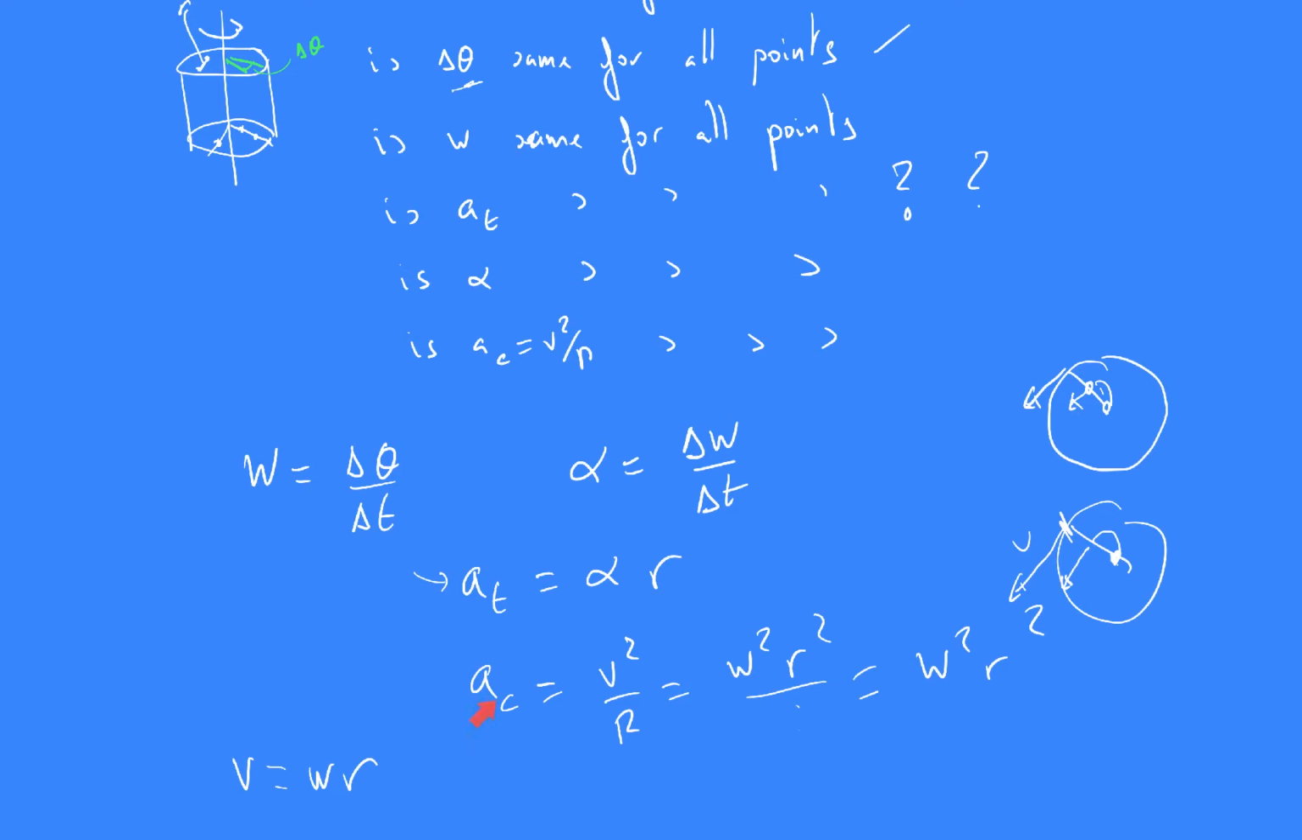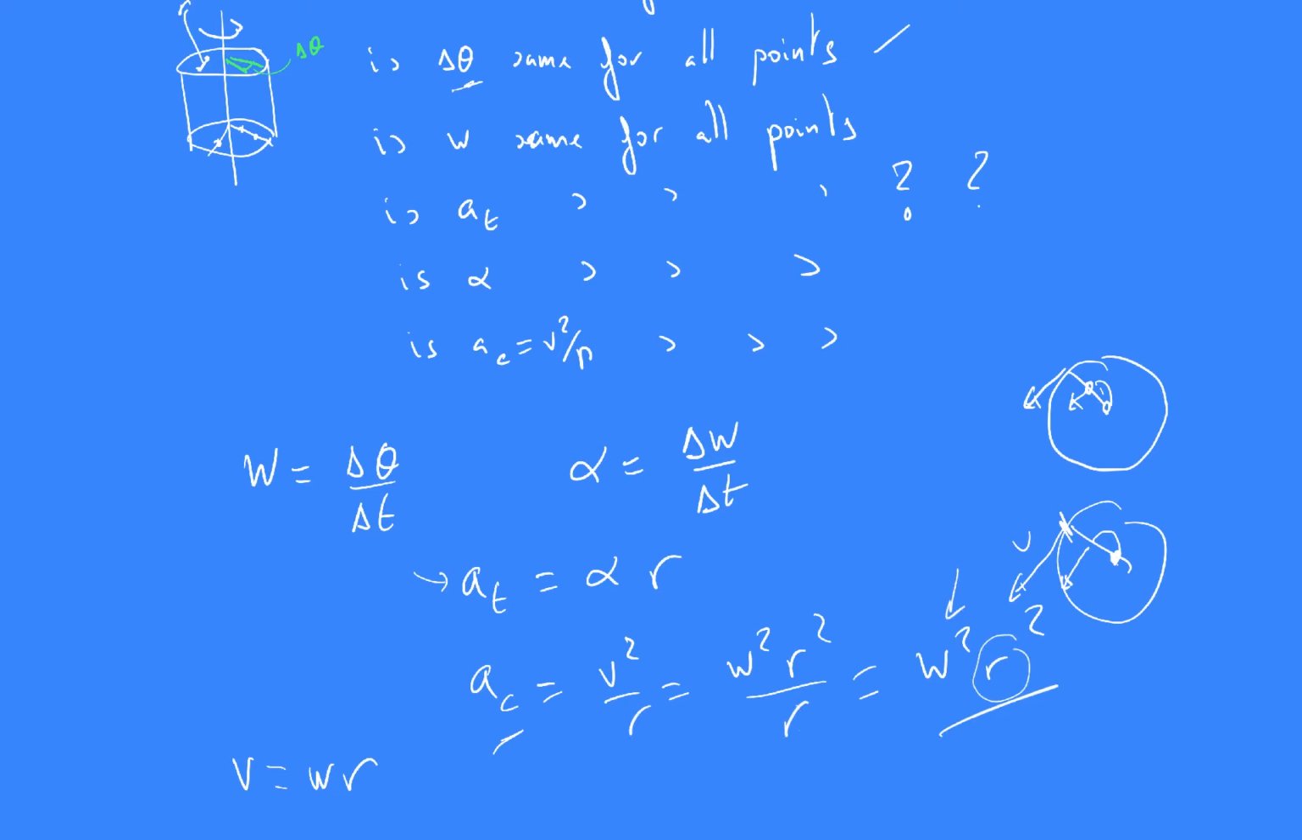And the centripetal acceleration, that is v squared divided by r, or omega squared r squared divided by r, is omega squared times r. So the centripetal acceleration depends on r because omega is the same for all the points.